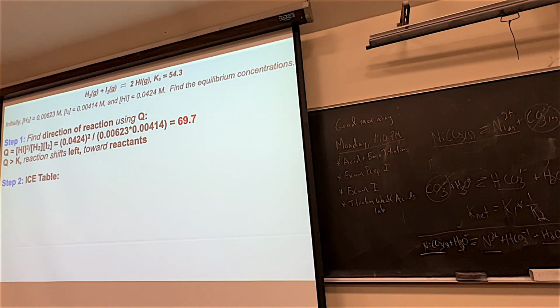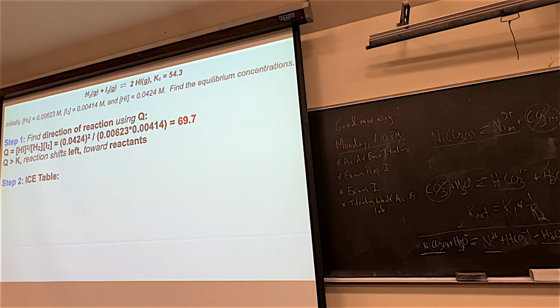So in this problem, to solve it, what I would do is first solve for Q. And Q looks just like K. It's HI squared over H2 and I2, just like K would be. But the difference is we're using all of these values right here. Now remembering that K is 54.3, this Q comes out to be 69.7. Now, if K and Q had been the same, it's at equilibrium. We're good, we're done. But darn it, Q and K are not the same.